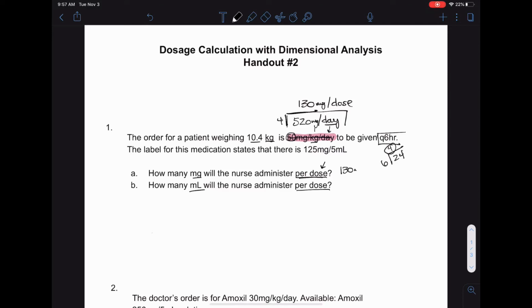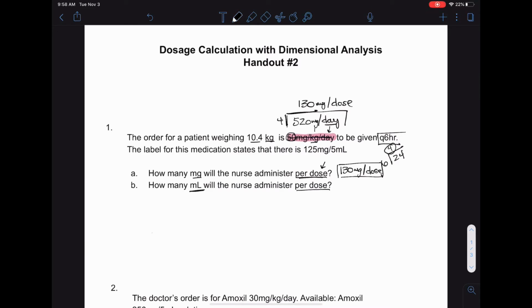130 milligrams per dose. And now this is asking how many mils the nurse will administer per dose. Well, this is just like the problems we did before in video number 1. We have our order, which is 130 milligrams per dose, and now we want to know how many mils, and we can go back and look at our problem and see what we have available. So let's solve that problem just the same way that we did before.